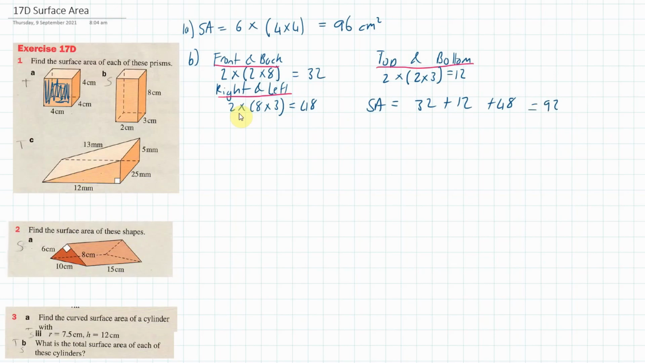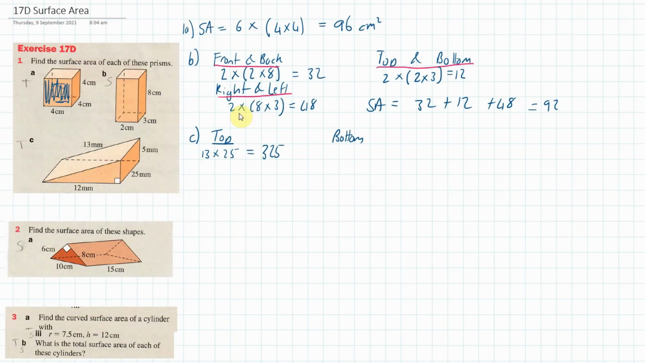Now, it gets a little bit more complex again when you go to a triangular prism. So the top is going to be different to the bottom here. So the top is this bit here. So that is going to be equal to 13 by 25 mils. Right? This bit here is 25. That bit there is 13. And 13 times 25 is equal to 325.